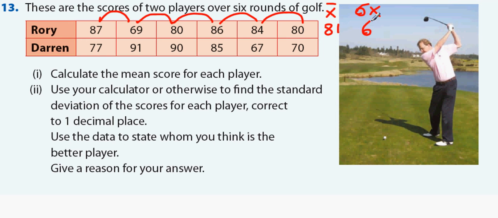Now we're going to enter in Darren's. To enter in Darren's, you'd have to go from the start. So go to mode, stat mode, one variable, and then enter all of Darren's scores: 77, 91, 90, 85, 67, and 70.